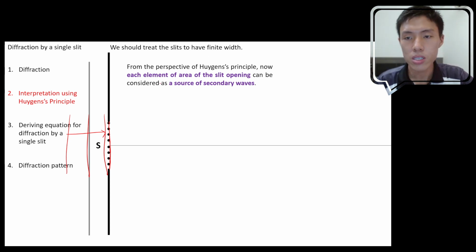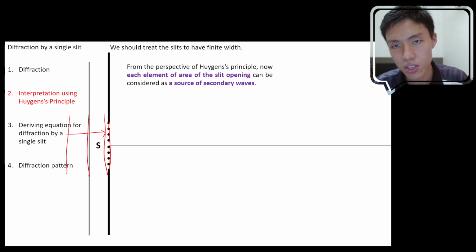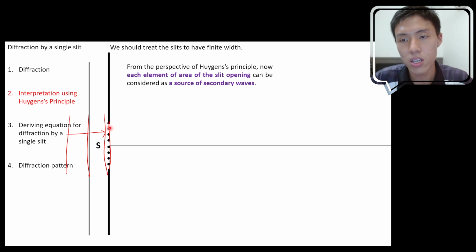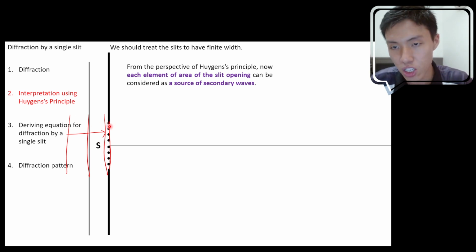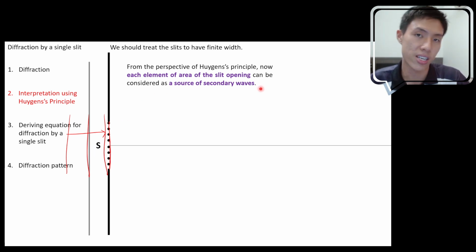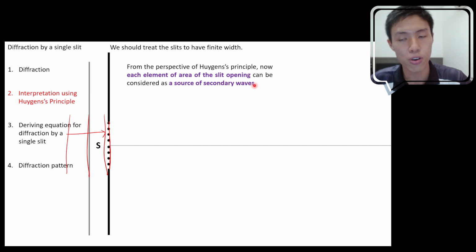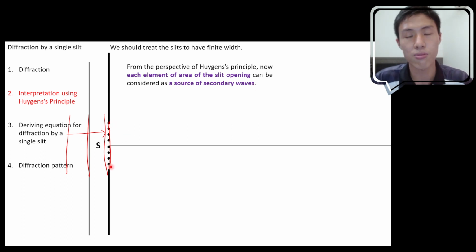So we can assume each element of area of the slit opening. This is one element, two elements, third, fourth, fifth, sixth, seventh, eight elements. Every element of the area of the slit opening can be considered as a source of secondary wave. This is why I say it's a continuous distribution of Huygens wavelets, because each point on the wavefront will be considered a source of secondary wavelets. This is what we learned from Huygens' principle. Every dot, we can think of as a source.